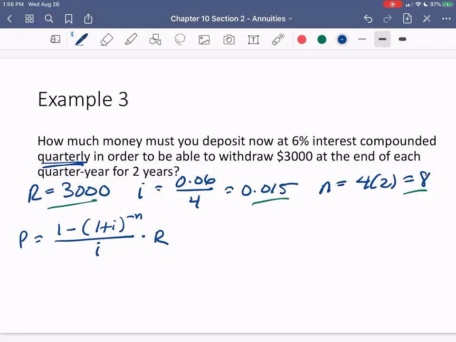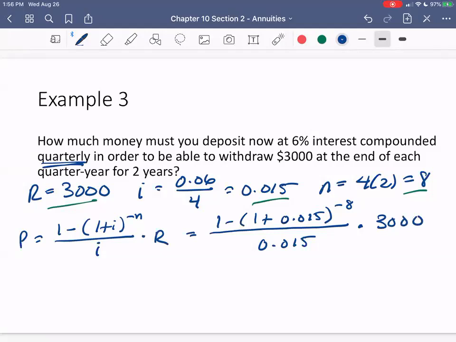So now we substitute values in. I'm just going to keep going equals because we're going to find what the present value is. So I have 1 minus 1 plus I, which is 0.015, to the negative N, so the negative 8 power, all over I, which is 0.015, times our R, which is 3,000. And again, you're going to substitute that into the calculator just like that, and that gives you 22,457.77524.